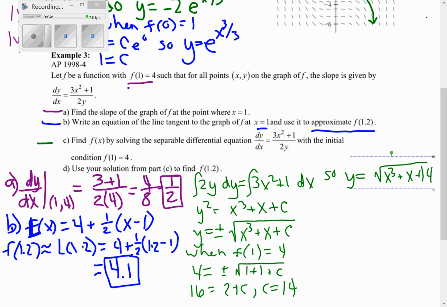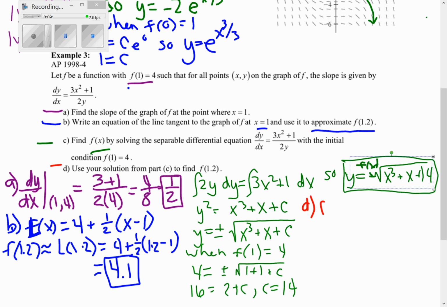So I don't know if it's going to be the positive part or the negative part. If I just plug in my initial condition 1, in order to get 4, this would have to be positive. So I'm going to leave it like that. There you go. And last, use your condition from part C to find f of 2. I'm just going to change my notation here, f of x, because it says find f of x. Alright, use my solution now from part 4.